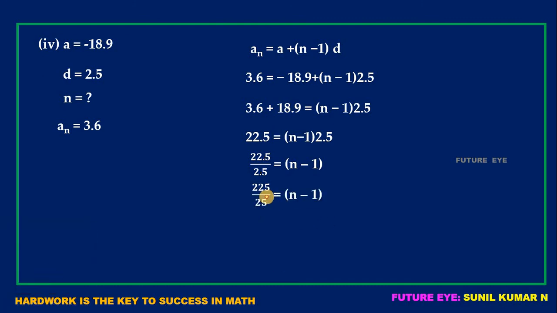Now let us simplify this. 25 ones are 25, and 25 times how much is 225? That is 9. So we get 9 equals N minus 1. Now this minus 1 you transfer to this side, children, we get plus 1. So 9 plus 1 is how much? That is 10. So here N value is 10. It means in this AP, the 10th term will be 3.6. You have to understand like that.